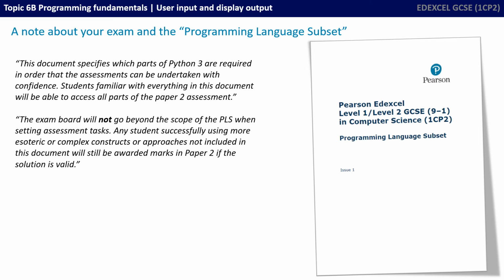So the exam board at Edexcel have released a document that they call the Programming Language Subset, which you can see here on the right. This document specifies which parts of Python 3 are required in order that the assessment can be undertaken with confidence. Students familiar with everything in this document will be able to access all parts of the Paper 2 on-screen assessment. The exam board will not go beyond the scope of this document when setting you any questions in the Paper 2 exam. Any students who do successfully use more complex methods, which are not included in the document, will still, however, be awarded marks.